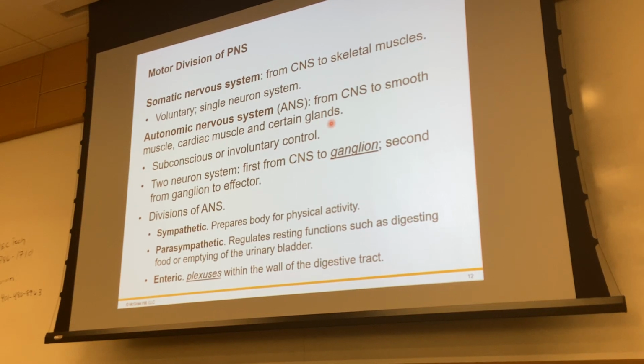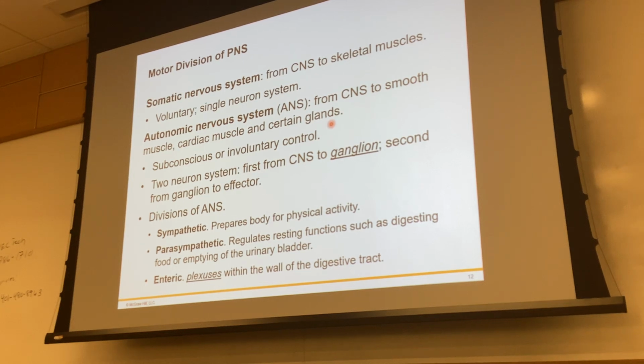The somatic nervous system largely is called the voluntary nervous system, and it's not entirely. There's definitely an autonomic component to it. There's an involuntary component to it, but we're going to call it just the voluntary nervous system. And again, that's just worried about signals going from the central nervous system to the skeletal muscles.